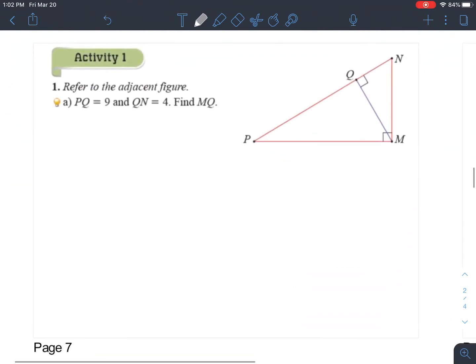All right, in this question, you are given PQ and QN, so go ahead and use those in order to find MQ. Pause the video. When you are done, I'll show you how to do this.